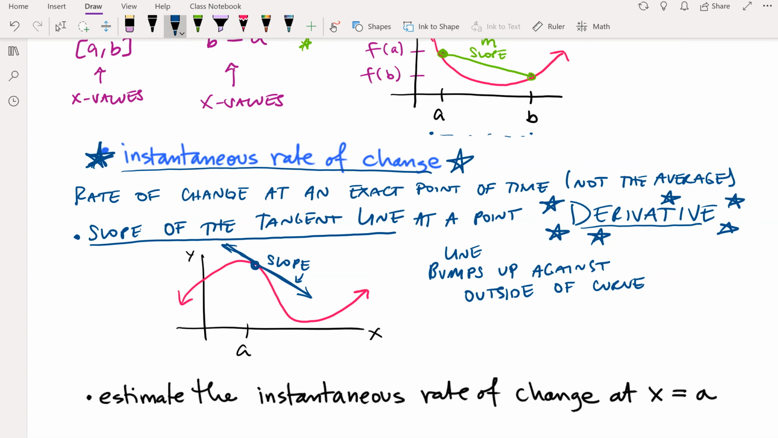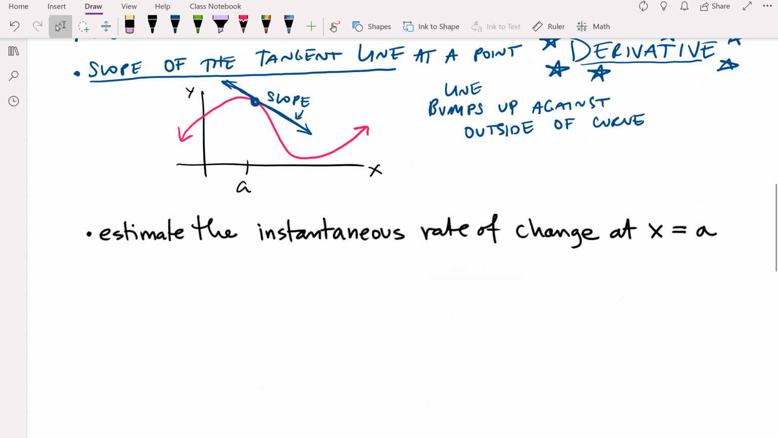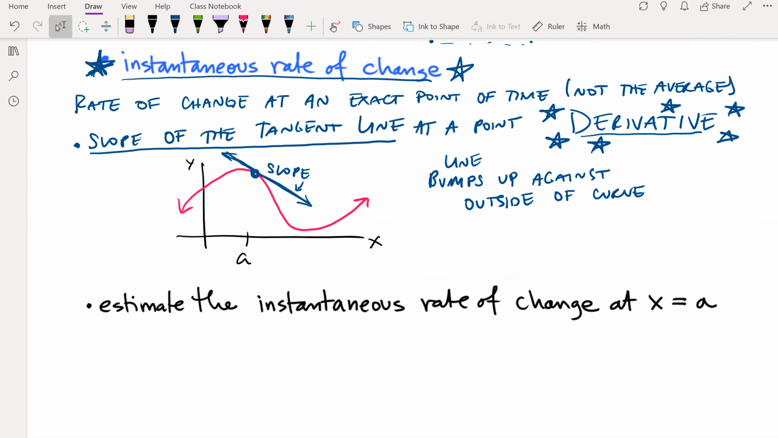All right, now we're going to talk about very quickly how to estimate. How do you estimate the instantaneous rate of change? Which is the same as what? What is the instantaneous rate of change the same as? Please tell me in the box in calculus, what is the one word that represents instantaneous rate of change? Go.